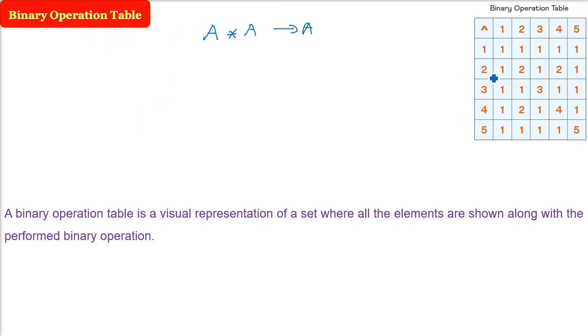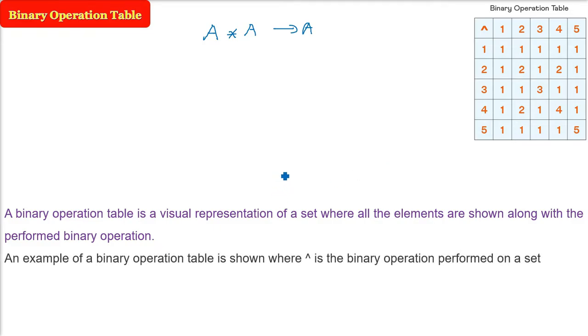So this binary operation table is a visual representation of a set where all the elements are shown along with the performed binary operation. This can be any binary operation. So you can perceive it's visually very overwhelming. You can easily see what is happening where, rather than writing one by one line.